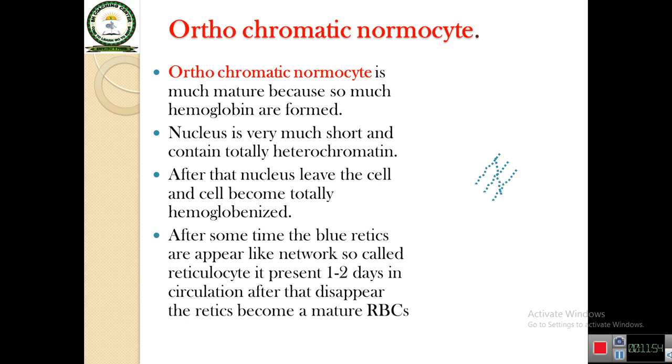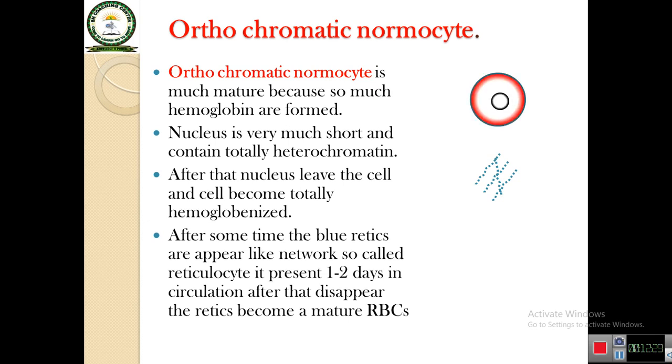After some time, the blue network-like structures, called reticulum, appear, so it is called reticulocyte. After some time, the blue dotted structures, meaning network-like structures, are produced in the cell. Those dotted lines are the retics, and that's why we call it reticulocyte. The reticulocyte remains 1 or 2 days in the circulation. After that they disappear, and the cell becomes a mature RBC.